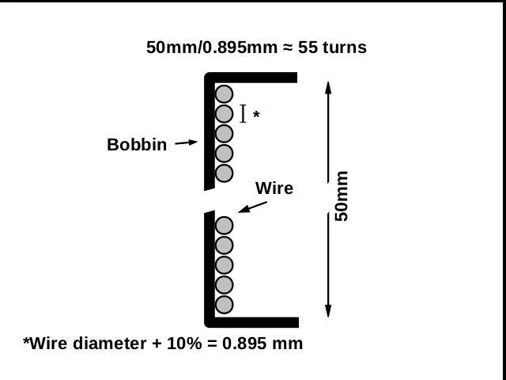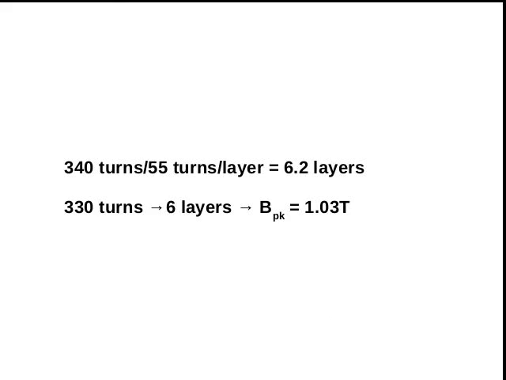But the bobbin has a span of 50 millimeters. This means that, considering the thickness of the wire insulation, kinks and bends, each turn will occupy an estimated 0.895 millimeters of that span. Each winding layer will then accommodate no more than 55 turns. We need to wind 340 turns. This means 6.2 layers. If we reduce from 340 to 330 turns to have exactly 6 layers, we will have an increase of 3% in our magnetic field, which will not, we hope, significantly increase our core losses.